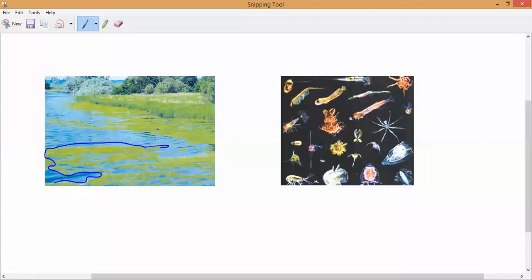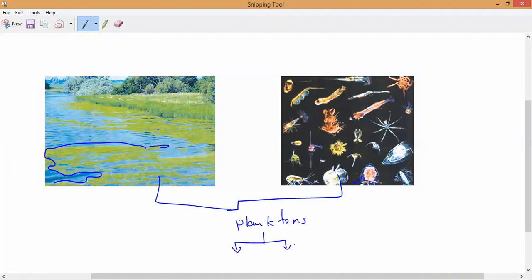Here you are seeing some extremely small organisms. Here is some green colored organism floating. What do we call both of these? We call both of them planktons. Understand?